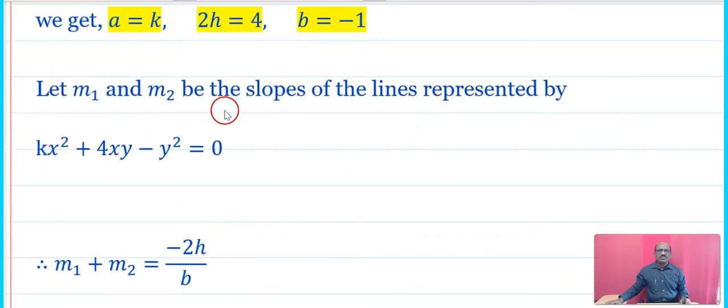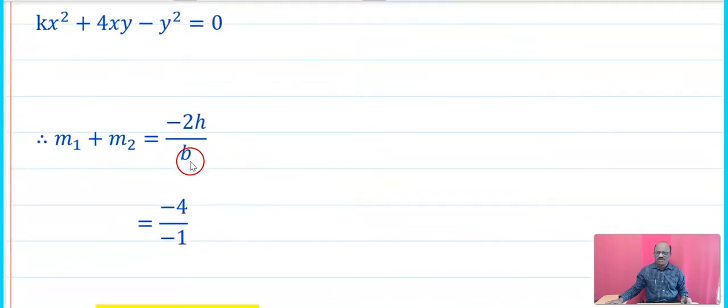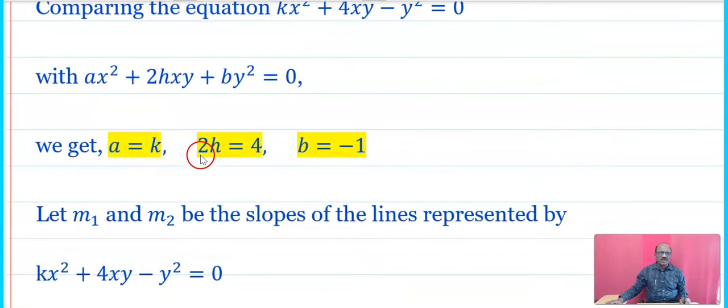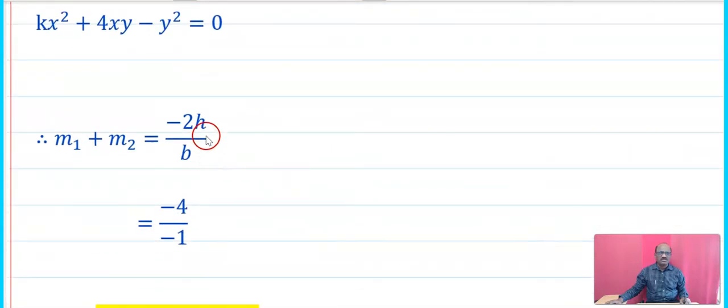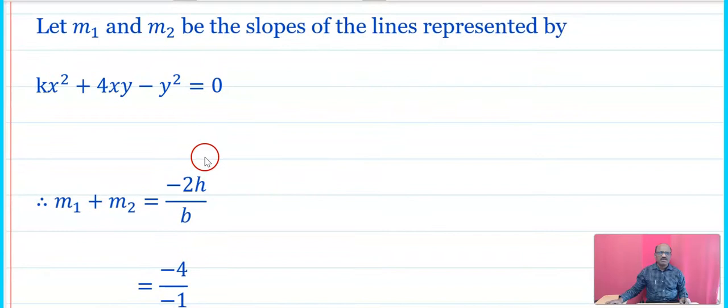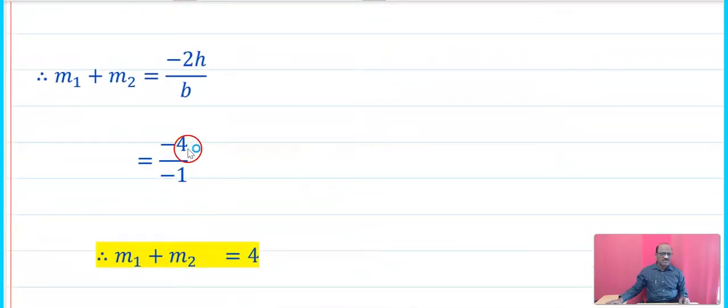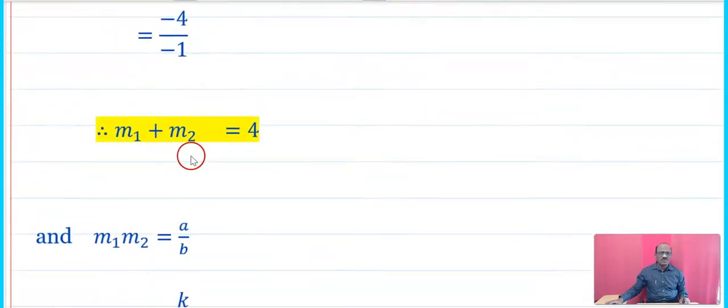Let m1 and m2 be the slopes of the lines represented by kx square plus 4xy minus y square is equal to 0. Therefore, the sum of the slopes m1 plus m2 is equal to minus 2h upon b. The value of 2h is 4, so it is minus 4, and b is equal to minus 1. Therefore, minus 4 upon minus 1 is plus 4. Therefore, m1 plus m2 is equal to 4.